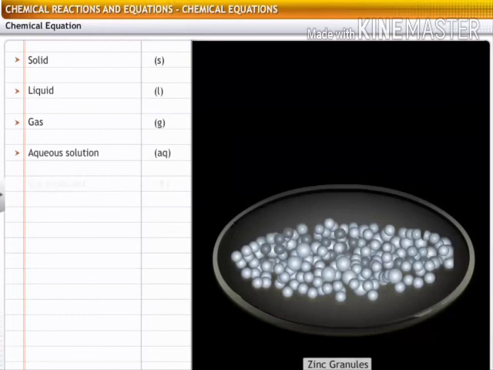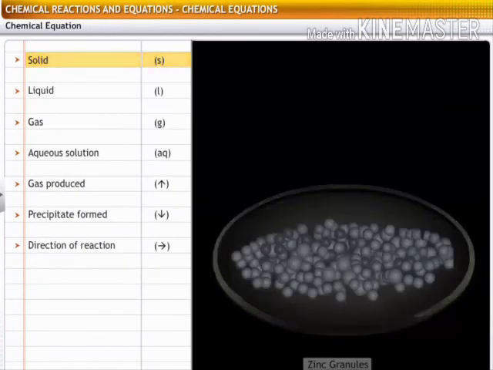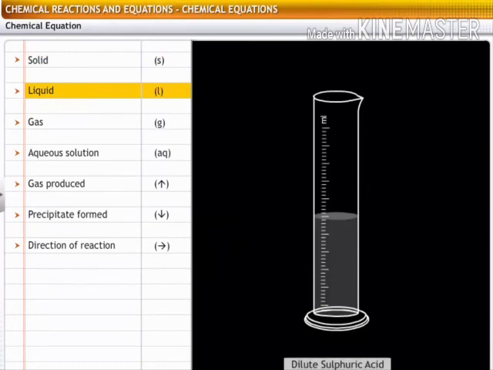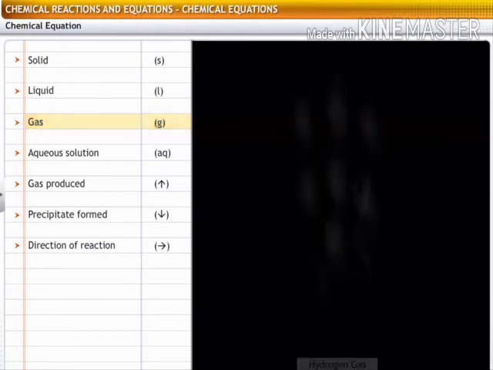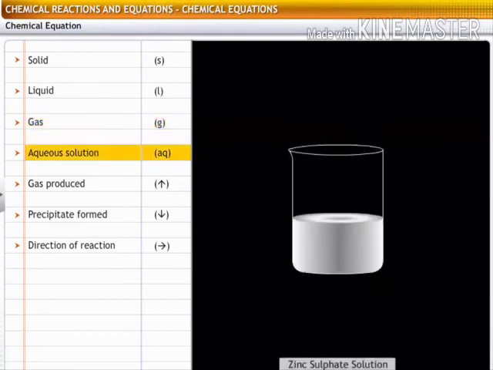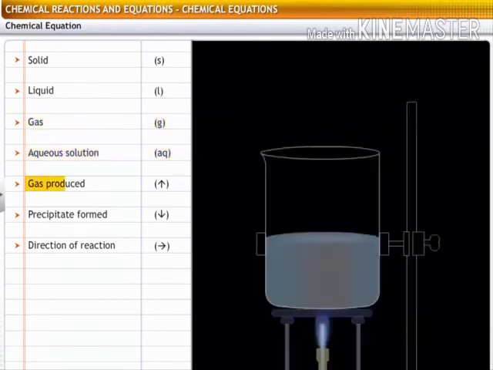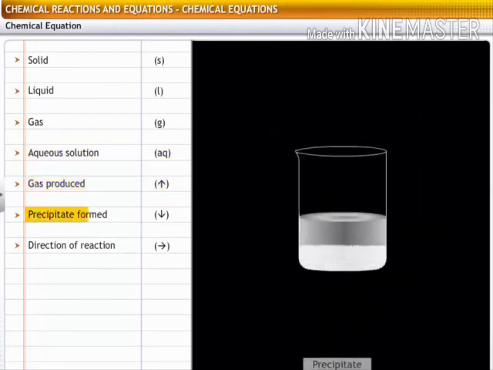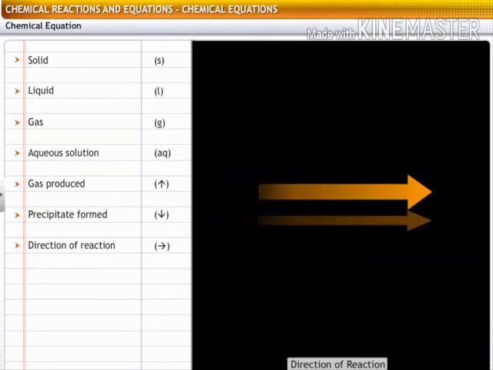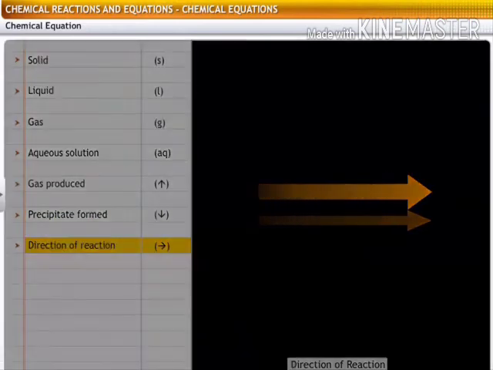In chemical equations, you denote a solid with S, a liquid with L, a gas with G, an aqueous solution as AQ, a gas produced with an arrow pointing upward, precipitate formed with an arrow pointing downward. The reactants and products are separated with an arrow which points in the direction of the reaction.